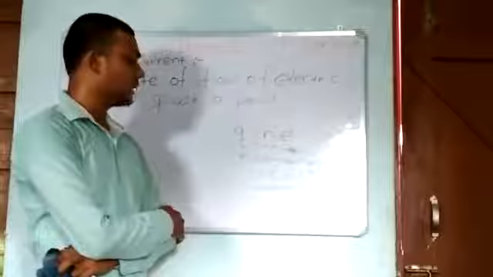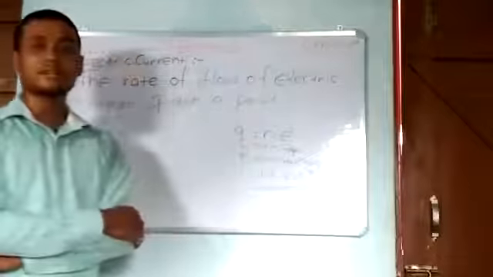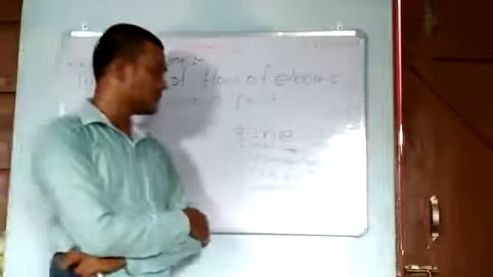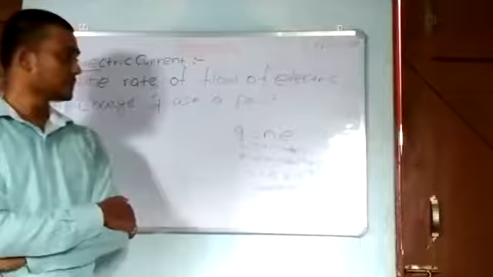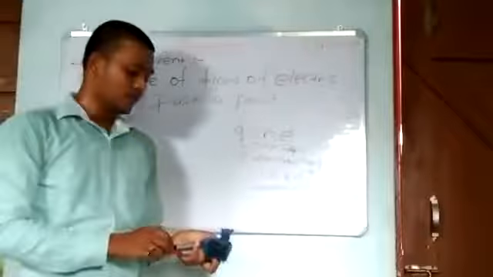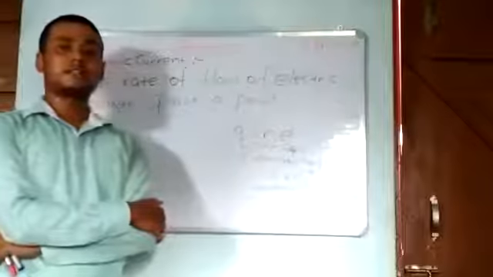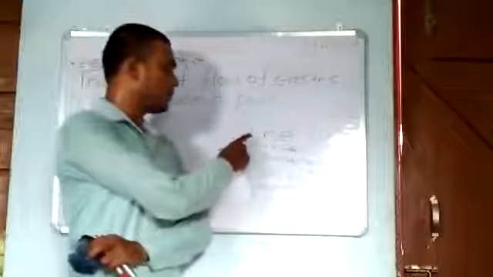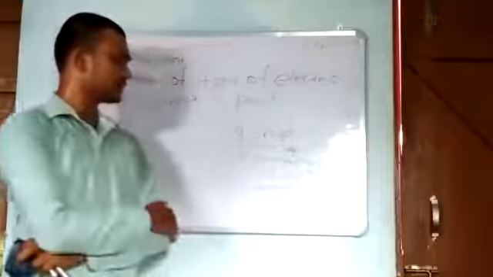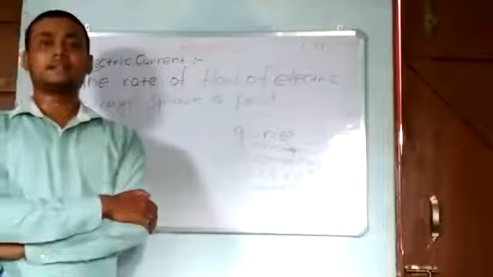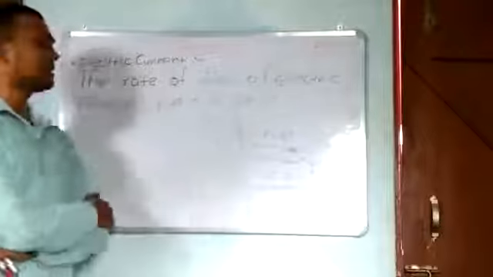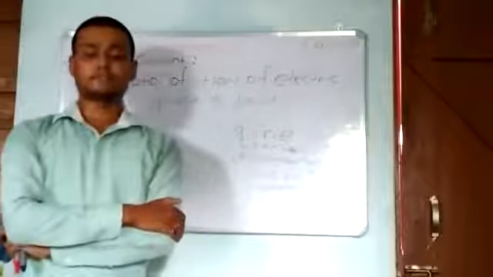First, the value of electronic charge is constant, equal to 1.6 into 10 to the power minus 19. So electric charge is denoted by Q, and Q equals N into E. Now we conclude that electric current is the rate of flow of electric charge past a point.